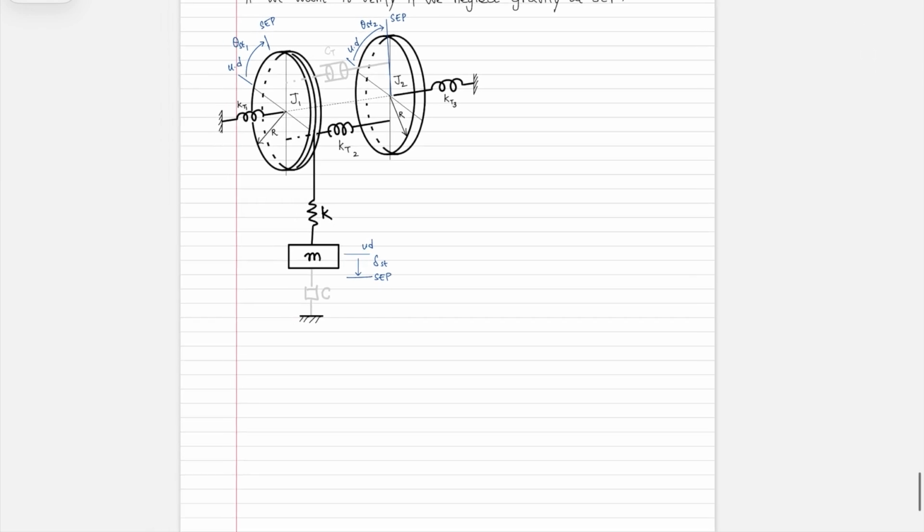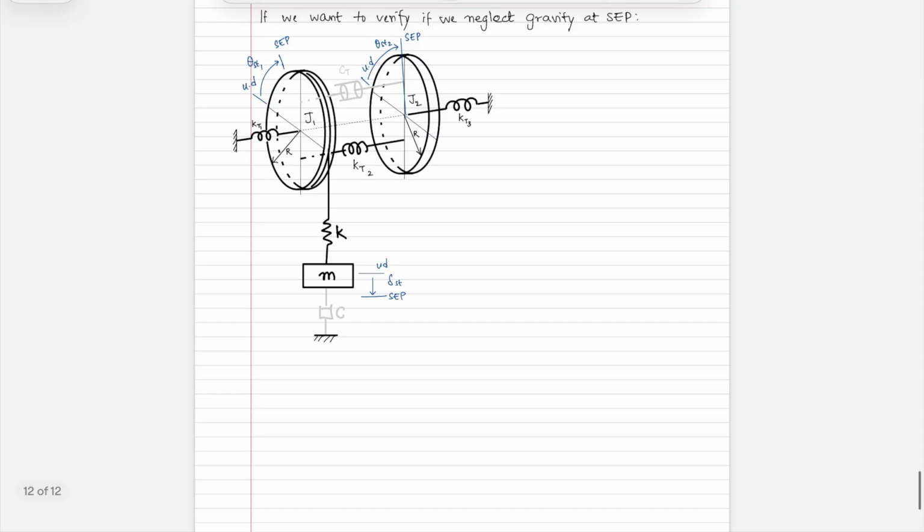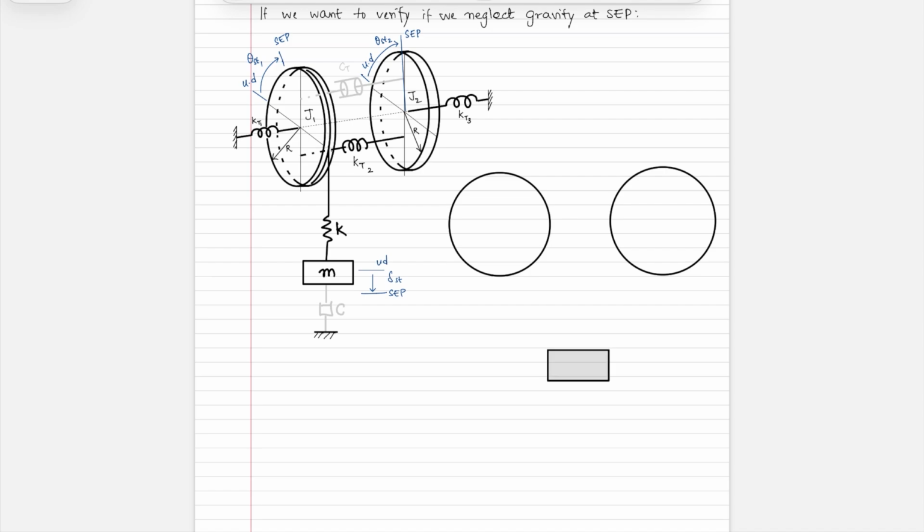Okay, so let's now sketch the free body diagrams. I'm going to do an alternate representation where I show the free body diagrams as disks now, just so it's possible for me to draw it in real time. So this here is disk 1, this here is disk 2. Then we have this mass here. So disk 1 is going to experience restoring torque due to this spring and this spring.